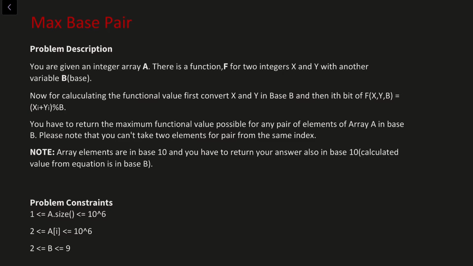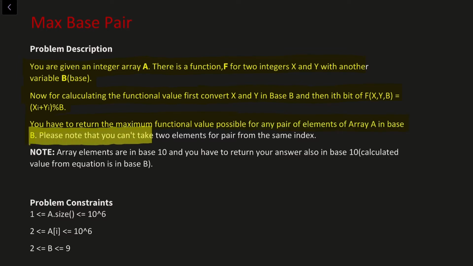Now the problem description is, you are given an integer array A. There's a function f for two integers x and y with another variable b, the base, right? Now for calculating the functional value, first convert x and y to base b, and then the ith digit of f(x, y, b) will be (xi plus yi) mod b. You have to return the maximum functional value possible for any pair of elements of array A in base b.